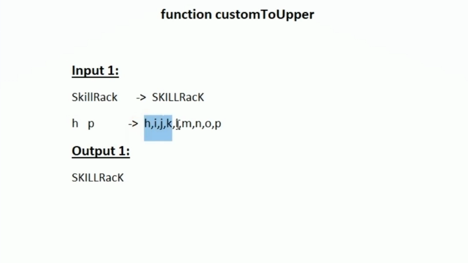So this is how we will be toggling the characters based upon the characters present in this range. Finally, after toggling the characters, this is the resulting string. In our output also we can see that we are printing the same string. Now we have to write a function named custom2upper, which toggles the characters like this. Let us see how we will be defining that function.